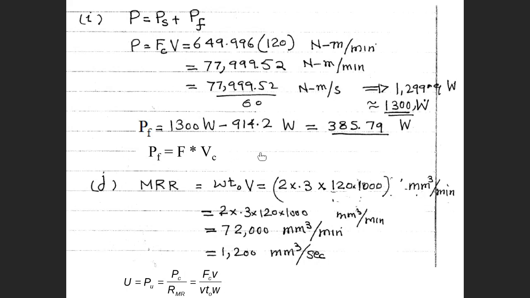Then you can obtain the material removal rate equal to W t0 V. All is given, then you can obtain it. Unit power also can be obtained. If asked what the unit power is, it equals the power Fc V that we have already here, divided by the material removal rate, then you get the unit power of this material. This is an example, right?